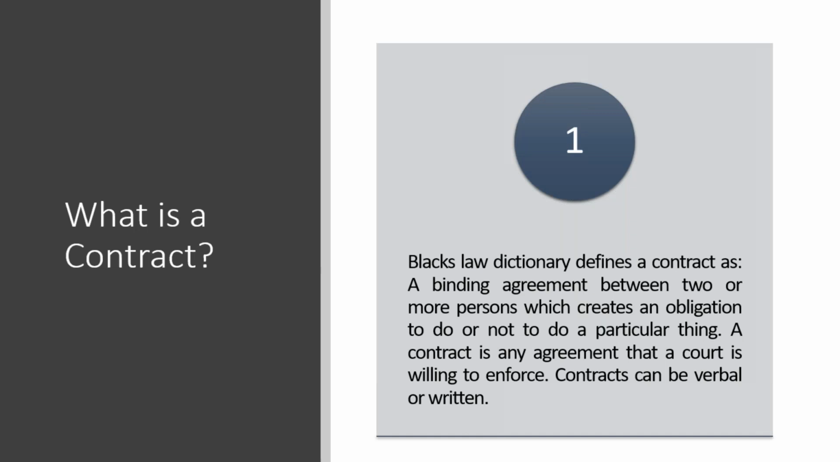What is a contract? Black's Law Dictionary defines a contract as a binding agreement between two or more persons which creates the obligation to do or not to do a particular thing. A contract is an agreement that a court will enforce, and contracts can be verbal or written. We'll get into the strength and the validity of both verbal and written contracts later on in this presentation.